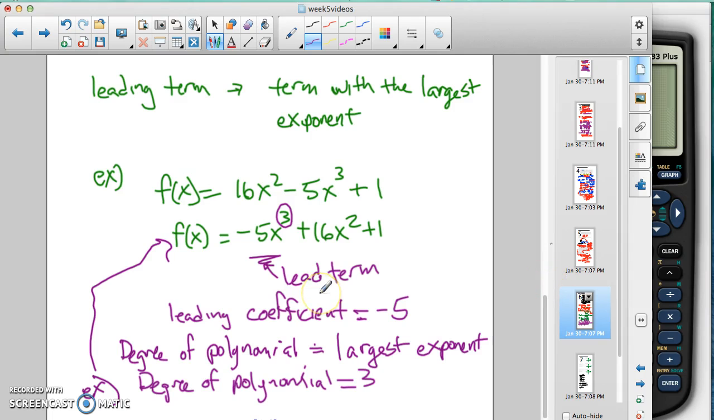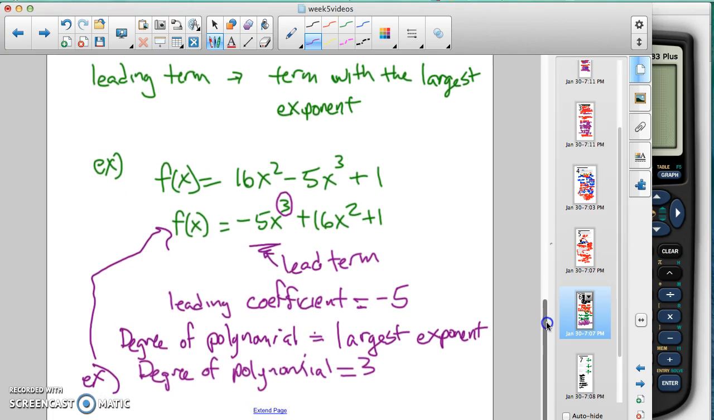So we have a lead term, we have a leading coefficient, we have the degree of the polynomial. Now each term also has a degree. This term here has a degree of 2, this term here has a degree of 0 because it doesn't have an x. So the degree of the polynomial is the largest degree.